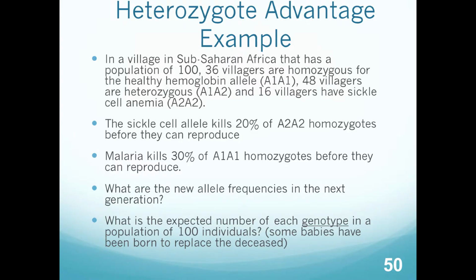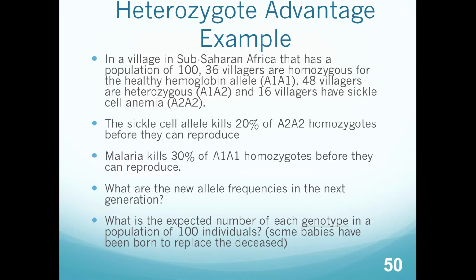So for our heterozygote example, in a village in Africa, there is a population of 100. 36 villagers are homozygous for the healthy hemoglobin allele, 48 are heterozygous, and 16 individuals have sickle cell anemia.